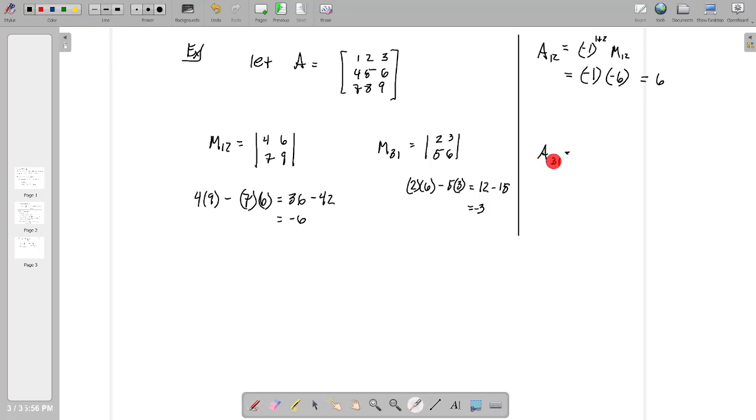Now a sub 3, 1, we do the exact same thing. In this case, though, our i is 3 and our j is 1. So we do negative 1 to the 3 plus 1 times the minor m sub 3, 1. Now m sub 3, 1 is negative 3, so we have negative 1 to the 4th power times negative 3. Because negative 1 to the 4th power is positive, we just multiply 1 times negative 3, and we get negative 3.